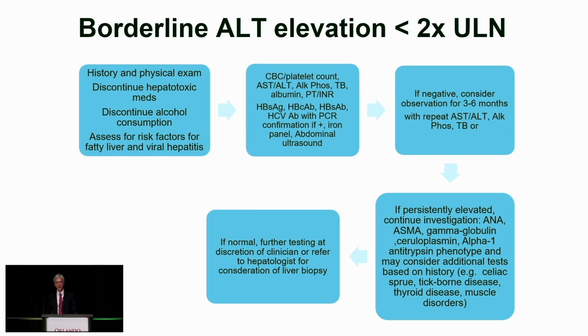So what about a borderline ALT level? So less than 2 times the upper limit of normal. Say someone presents, the ALT is 50. So you evaluate these individuals, take your history and physical, you discontinue your hepatotoxic medicines, you tell them that alcohol consumption should stop. And sometimes the more resistance you get here, the more you know alcohol is contributing to the elevation in your AST and ALT, and metabolic syndrome counseling is required.